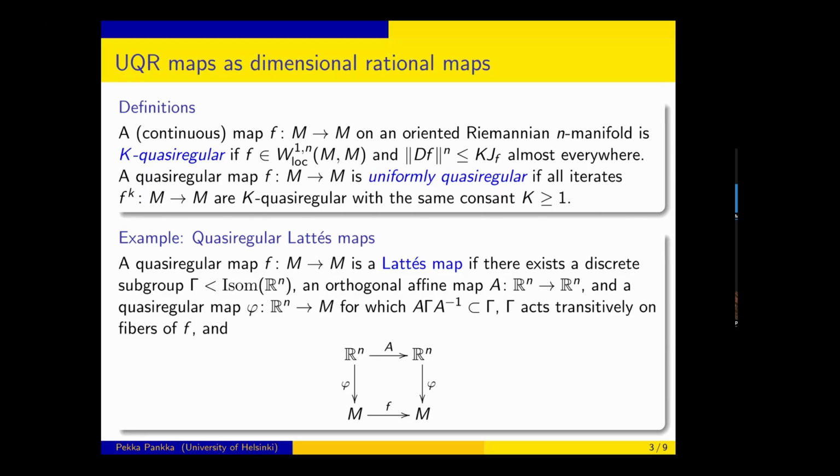From the dynamical point of view, this becomes interesting when you iterate. A priori the distortion constant grows when you iterate, but if it stays bounded, then you say that the map is uniformly quasi-regular. This is an interesting class, and it was only in the mid-90s that Iwaniec and Martin came up with the first interesting examples in higher dimensions showing branching behavior for these uniformly quasi-regular maps.